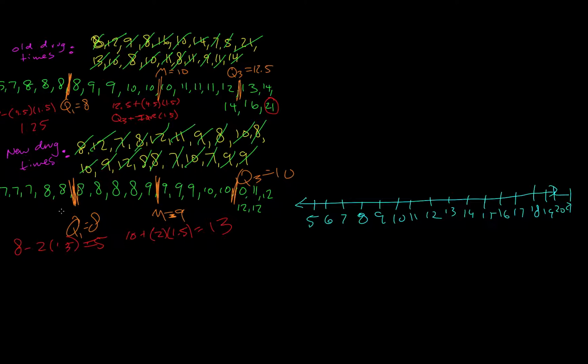So I'm going to draw the bottom one on the bottom and the top one on the top. Let's see, draw our box from Q1 to Q3, so from 8 to 10. Then we're going to draw the box here from 8 to 12.5. Okay, now we do the median of each one. So median is 9 on the bottom, and the median is 10 on the top.